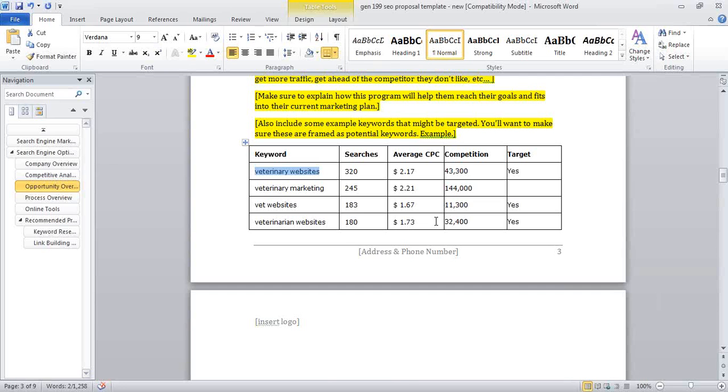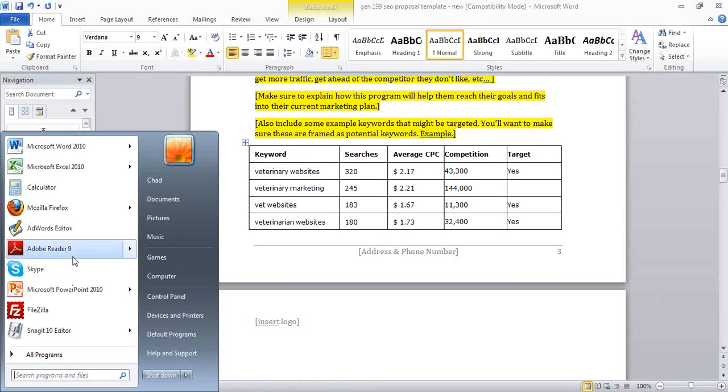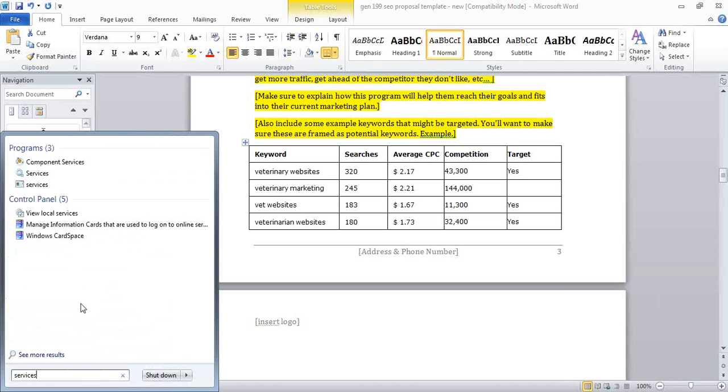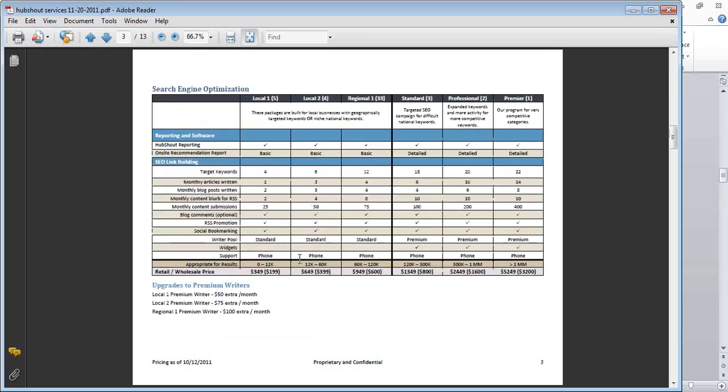I should probably talk about that really fast, so I'm going to bring up our pricing sheet here. Let's talk about the appropriate for results section. You can see that our local one, local two, and regional one plans all have an appropriate for number of results. For example, the 44,000 term would actually be a local two. So if this client was looking to pay no more than $199, I might exclude that phrase. I always measure which keywords they want against the plan that might be appropriate for them when deciding which keywords to target.